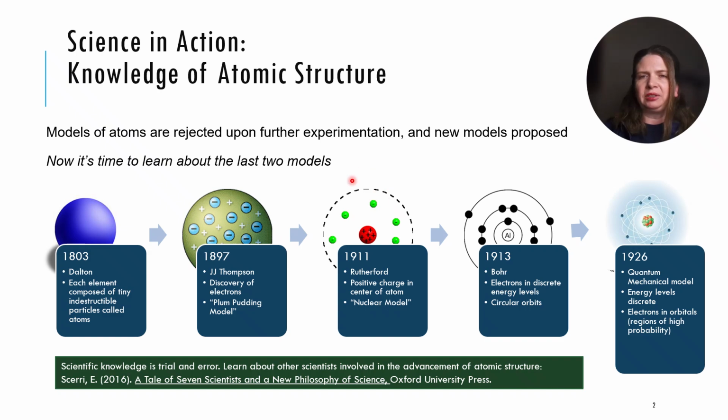After the nuclear model was proposed, Niels Bohr introduced a model where electrons orbit the nucleus in fixed paths, similar to planets orbiting the Sun. Later, Erwin Schrödinger and other scientists developed the quantum mechanical model, which more accurately describes how electrons behave around the nucleus. While the quantum mechanical model involves advanced mathematics, in this course we will focus on conceptual understanding rather than mathematical details.